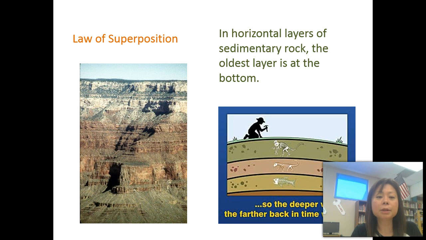When you make a sandwich, you put the bread down on the plate first, then you might put ham, lettuce, cheese, and then you would put the final bread on the top. And the one on the top is the youngest, the most recent.